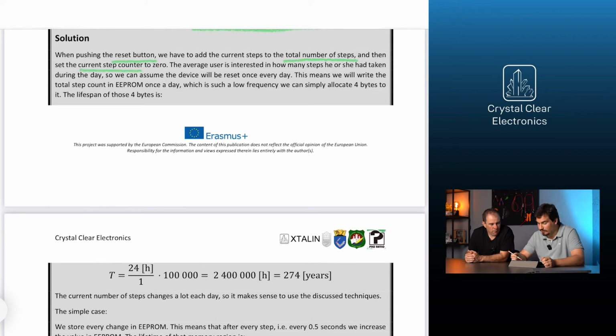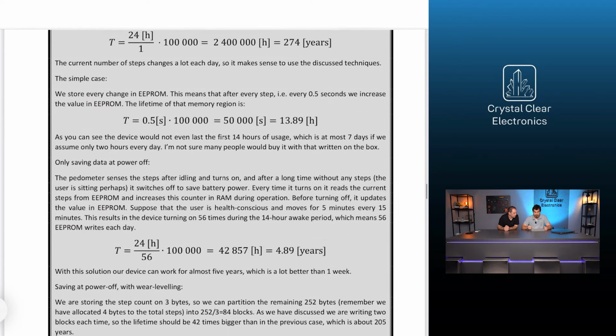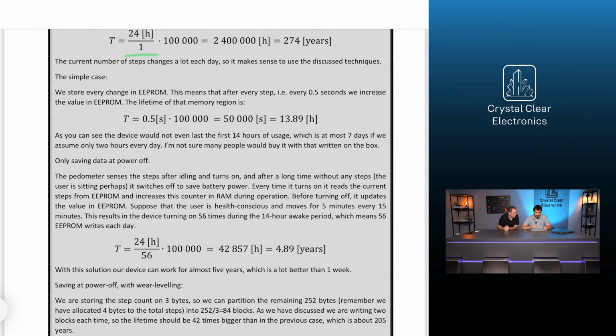The average user is interested in how many steps he or she has taken during the day, so we can assume the device will be reset once every day. This means we will write the total step count in EEPROM once a day, which is such a low frequency, we can simply allocate 4 bytes to it. The lifespan of those 4 bytes is 24 hours divided by 1 period per day, multiplied by 100,000 cycles equals 274 years.